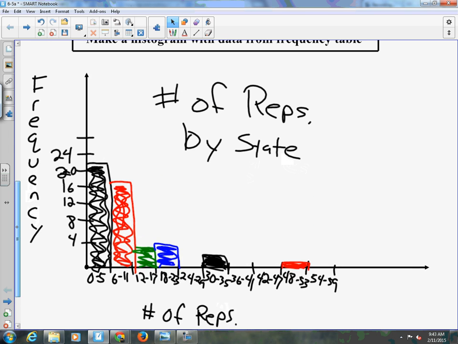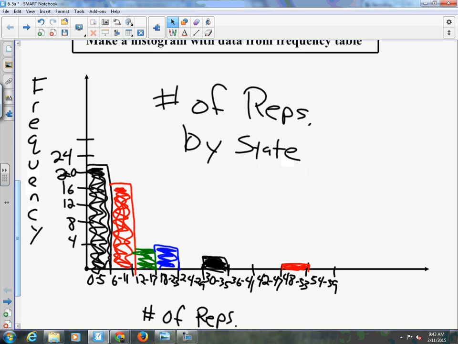All right? There's your histogram. Now this is 2 ways to represent data. What I just showed you is 2 ways to represent data. I'm going to show you a couple more. By the way, you will have a quiz in a couple days.